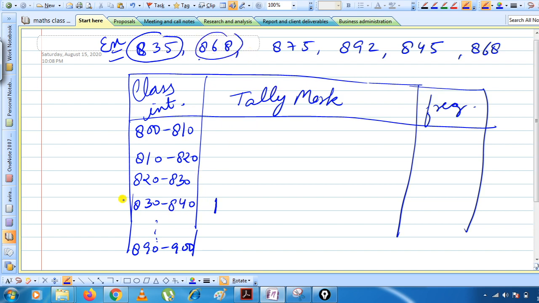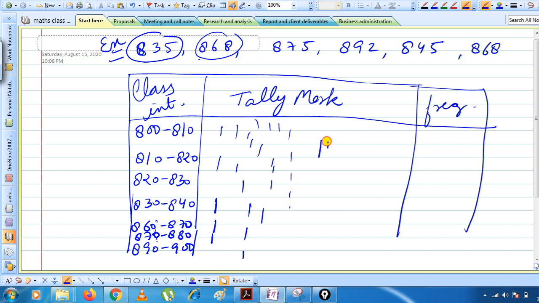Now 868, in which interval will it come? It will come in the interval 860 to 870. So here we will mark a line. Now 875, in the same way, will come in 870 to 880. So like this we will continue marking tally here, and when you get 4 tally marks for a particular class interval, then the 5th mark you will use as a diagonal one.